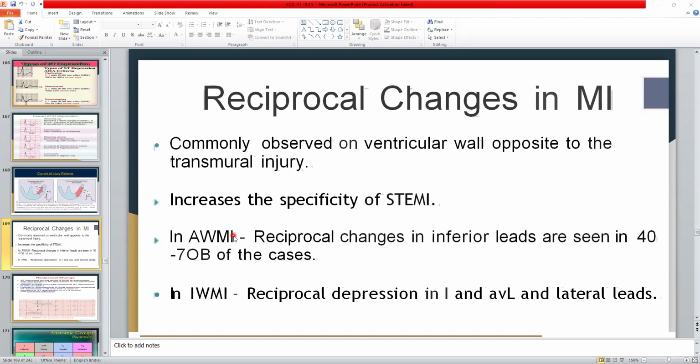I will show you the further slides. In anterior wall MI, the reciprocal changes will occur in the inferior leads, whereas in inferior wall MI, the reciprocal depression is seen in the lateral leads.